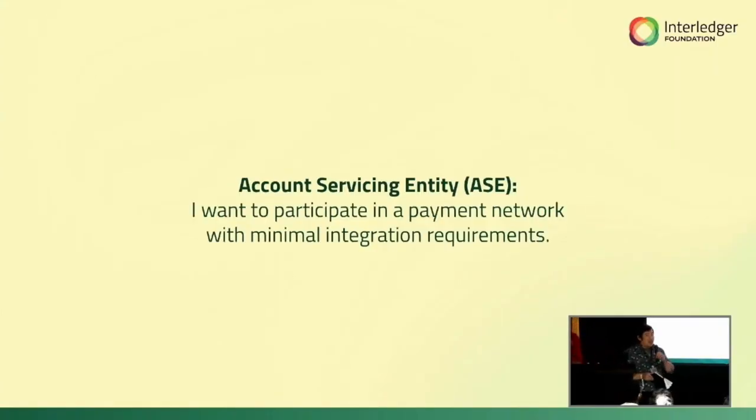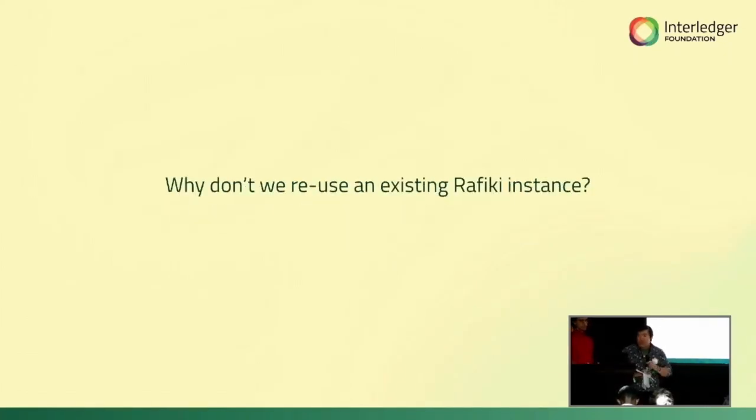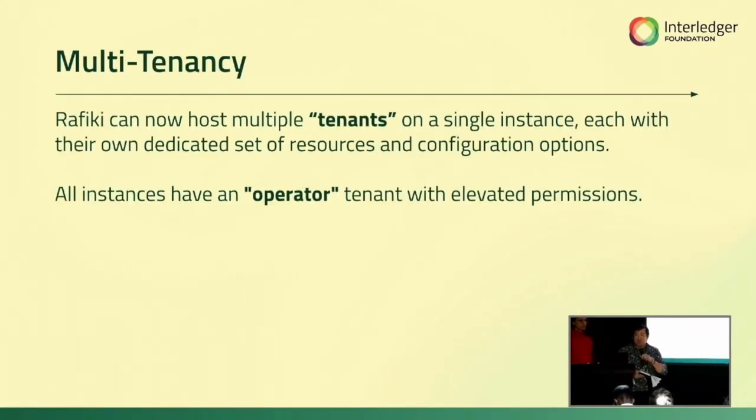So first one, integrators often ask, I want to participate in a payment network with minimal integration requirements. And so we asked ourselves, why not reuse an existing Rafiki instance? So we came up with the concept of multi-tenancy, which, if I may add a little commentary here, I find myself worrying sometimes that calling it multi-tenancy brings up the idea of a relationship between a landlord and a tenant. But I just want to reassure everyone in the room that the way we've implemented it here is a lot less, shall we say, parasitic than that.